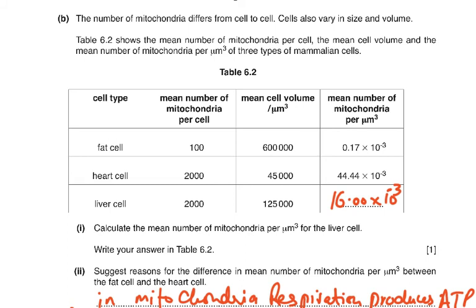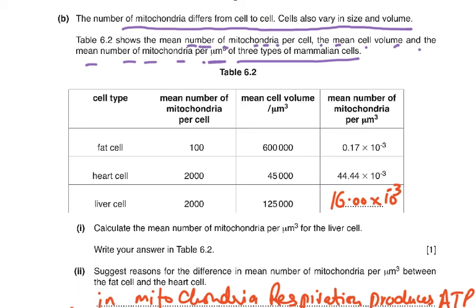Now, looking at the B part of the question, the number of mitochondria differ from cell to cell. Cells also vary in size and volume. Table 6.2 shows the mean number of mitochondria per cell, the mean cell volume, and the mean number of mitochondria per cubic micrometer of 3 types of mammalian cells. So fat cell, heart cell, and liver cell. Calculate the mean number of mitochondria for the liver cell. So this was not done. You had to calculate that. Please remember you have to give it in the same form, 10 raised to the power minus 3. The maths was very easy, but you had to give it in the same way.